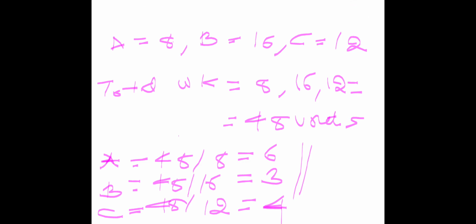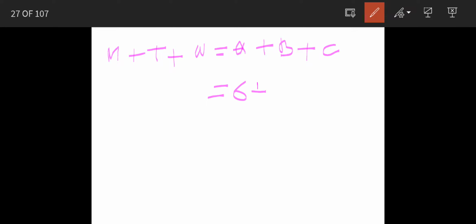So now what we'll do? We'll work out that in 3 days how much work can be done. So Monday plus Tuesday plus Wednesday is equal to A plus B plus C. So this is equal to A's efficiency 6, B's efficiency 3, and C's efficiency 4. So total 13 units of work will happen in a cycle of 3 days.